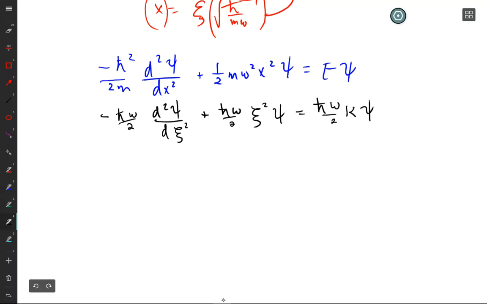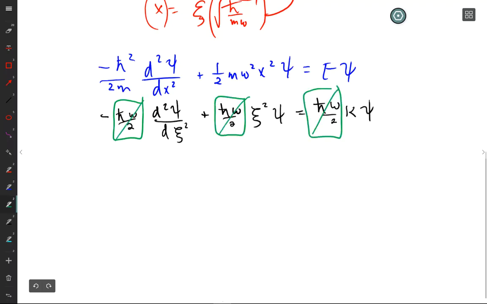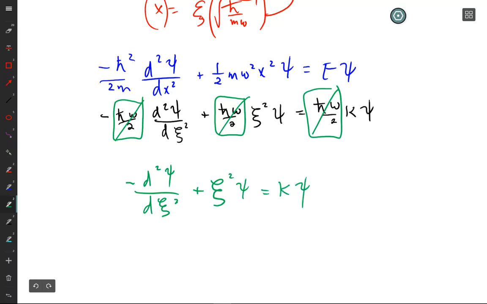And as I said, there's a beautiful thing. H bar omega over 2 appears in every term, so I can divide those out or cancel them out. And so the Schrodinger equation for our simple harmonic oscillator is now simply minus d second psi dc squared plus c squared psi equals kappa psi. That is much simpler to write, don't you agree?